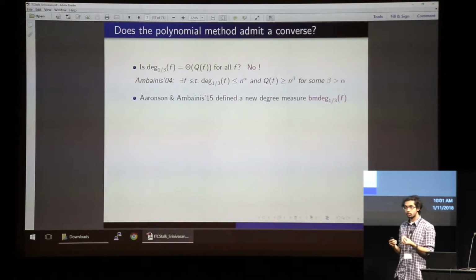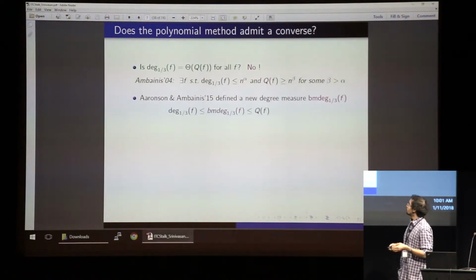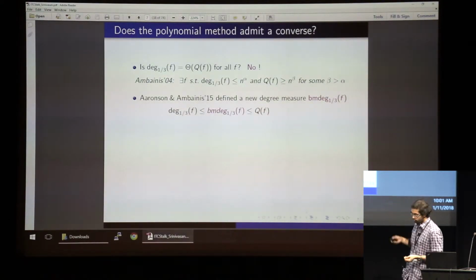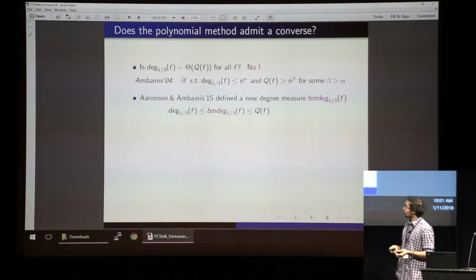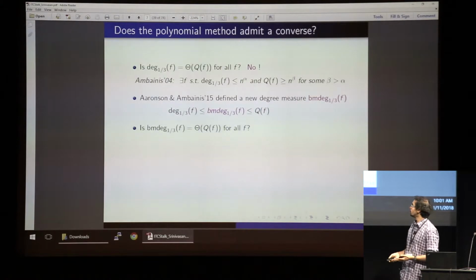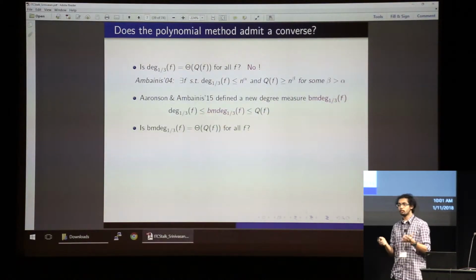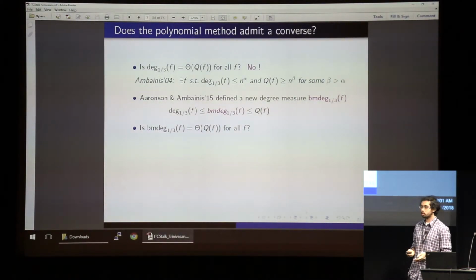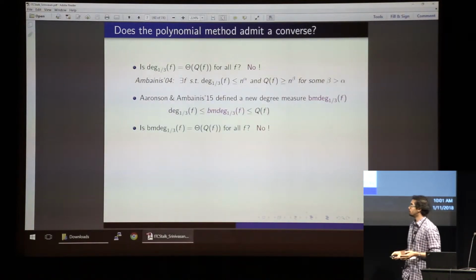And this used a lot of structure of quantum query algorithms. And in particular, what they showed was it sits between approximate degree and quantum query complexity up to some constant factors. And because it used the structure of quantum query algorithms, something they naturally conjectured was, is block multilinear degree theta of quantum query complexity? And the answer to this as well is no.